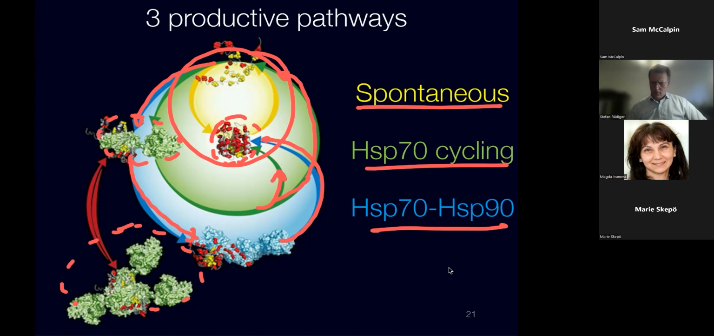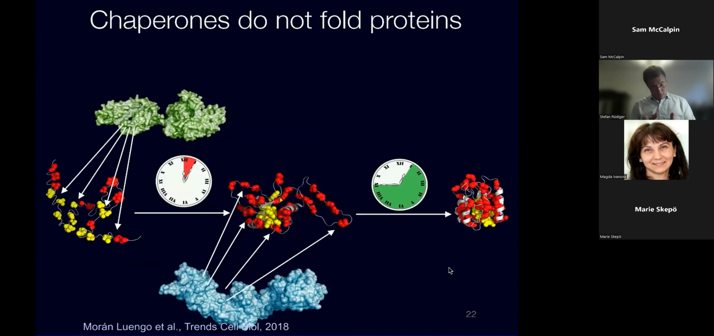So basically, it works like that. The HSP70, as I indicated before, is a very hydrophobic substrate binding pocket triggered by ATP, and it recognizes the most hydrophobic parts of the protein at first, and then it transfers to HSP90, which allows the formation of the hydrophobic core.